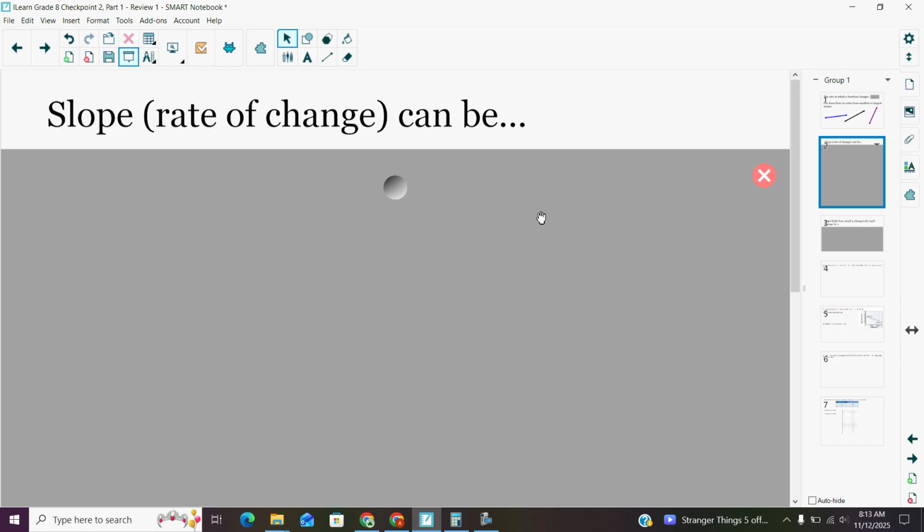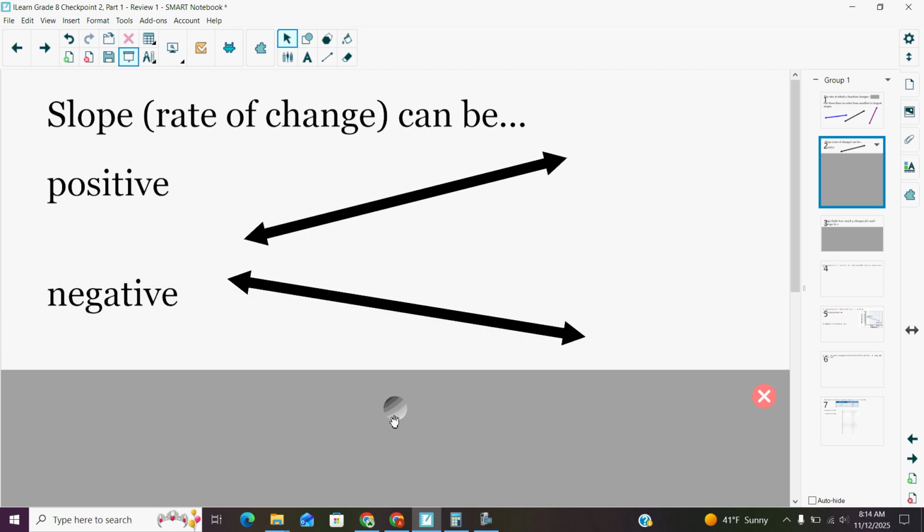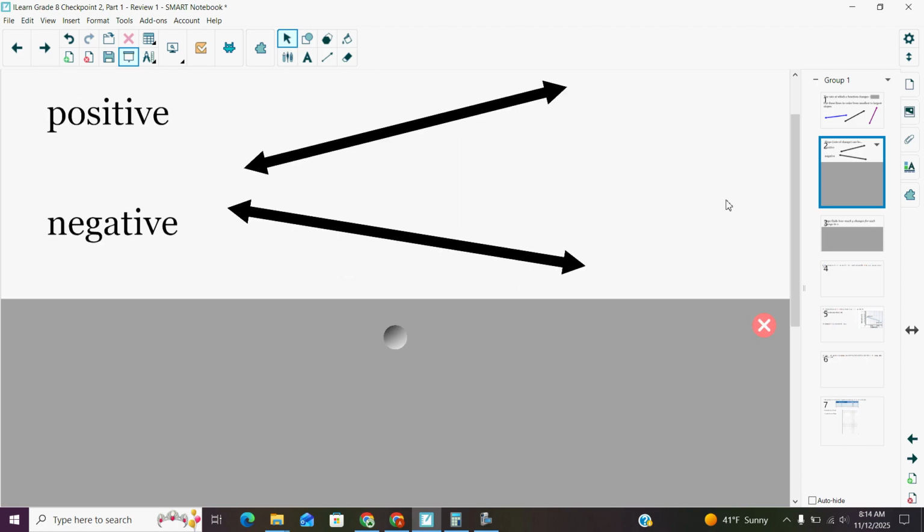Our slope, our rate of change, could be positive. As we just looked at the last ones, all 3 of those lines, as well as this line right here, as I go from left to right, this function is increasing in value. It's getting bigger. We could have slopes that are negative. We have functions that are decreasing, going down as I read them from left to right.